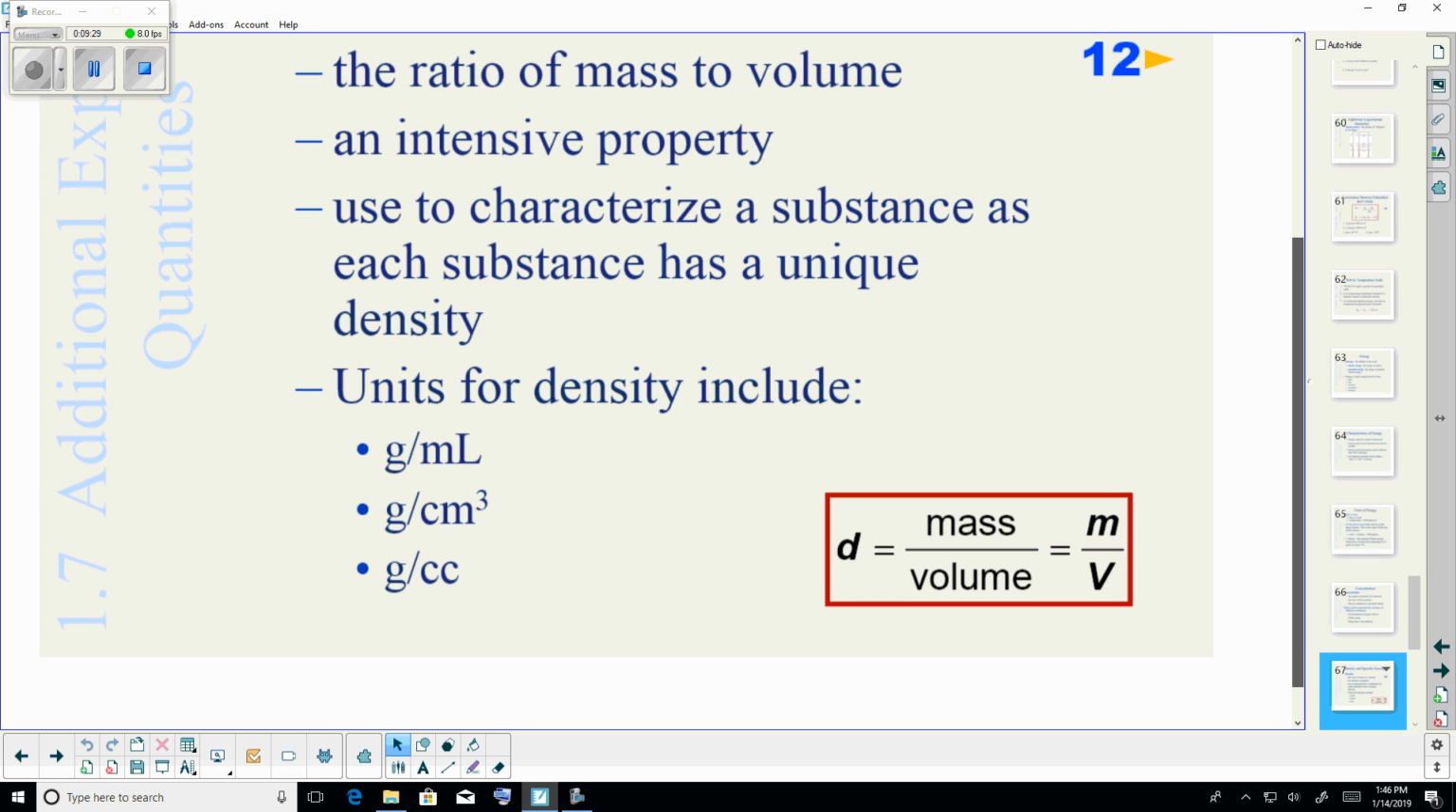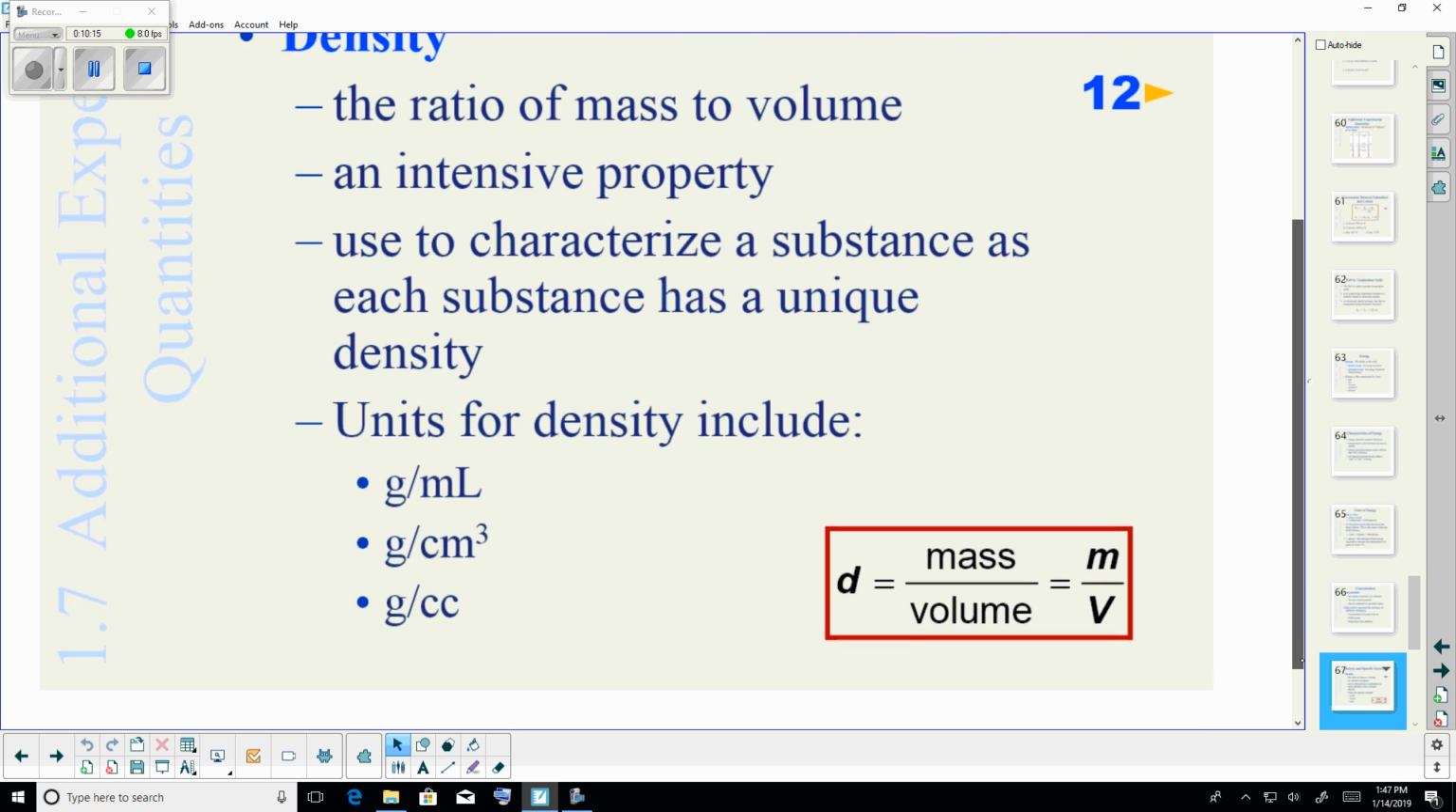Volume is equal to, no. What's density equal to? What's volume equal to? Volume is equal to mass divided by density. Look, just take this equation, divide each side by density. So there's the three forms in which you're going to have to use the density equation.